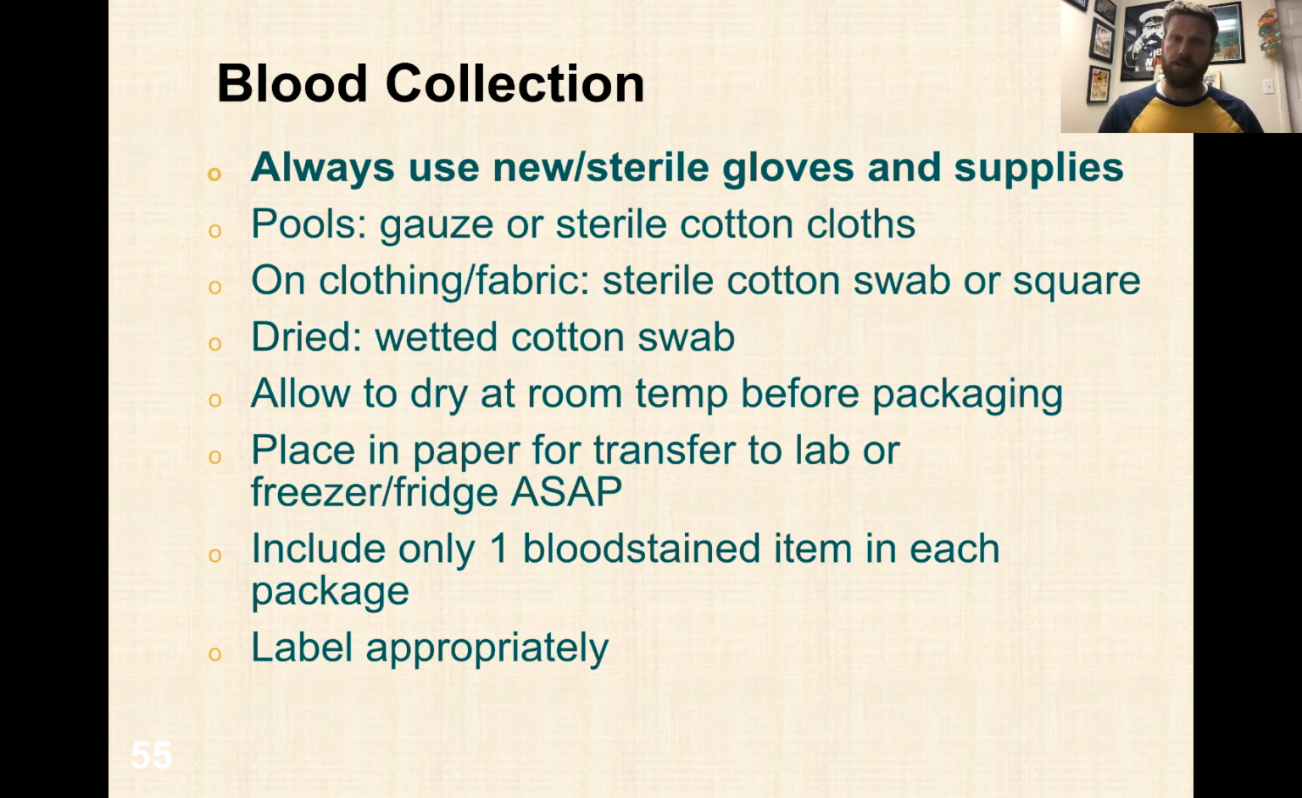Dried blood, you can still get blood that's dry. You just have to have your cotton swab wet, so you can re-wet that blood and get some of it for a sample. If you are going to store the blood, you want to make sure whatever you wiped it up with is dry first. Dry it at room temperature and then package it. Remember, we package blood in a paper container and store it in a refrigerator as soon as we can get it dried. We're only going to put one blood-stained item in each evidence bag, and we're going to make sure we label it appropriately so people know what it is. So that is it for blood stains and blood spatter.